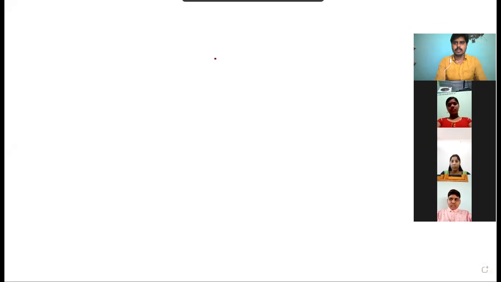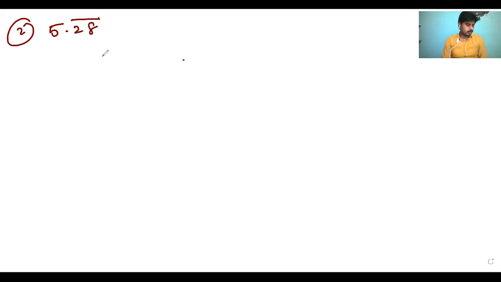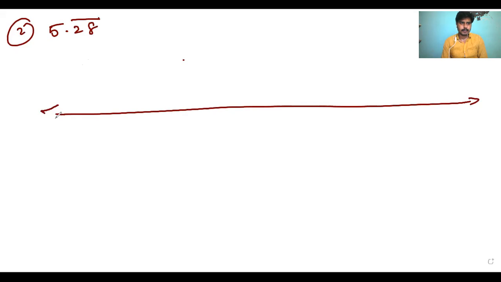What is the question? 5.28 bar. We print 5.28 bar on the number line, right? 5.28 bar, Exercise 1.3, row number 2. Okay, see. Let us take step 1. This is the step 1 number line.